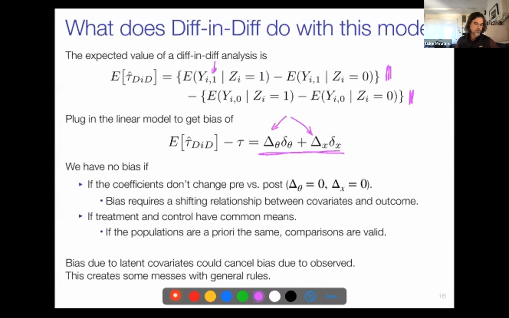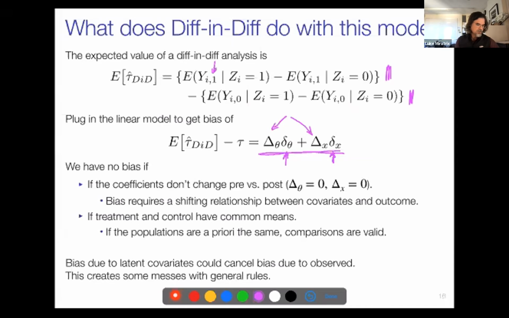If the treated and control groups have common means, then you also have no bias. That would mean that this term, the little delta x and little delta theta, would both be 0, and that would kill your bias term. And what that would be is your populations were a priori the same. So even though your selection mechanism is functionally an as-if randomized experiment.